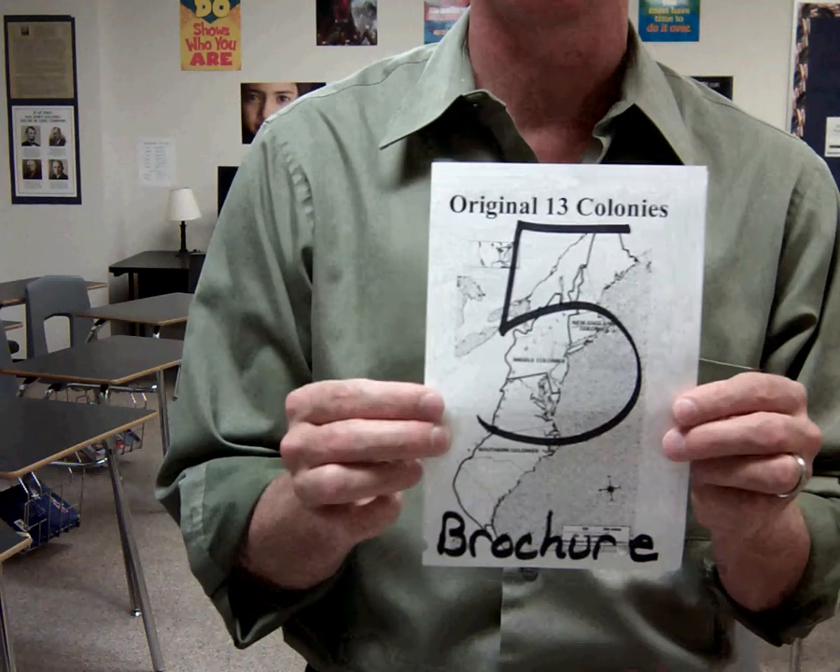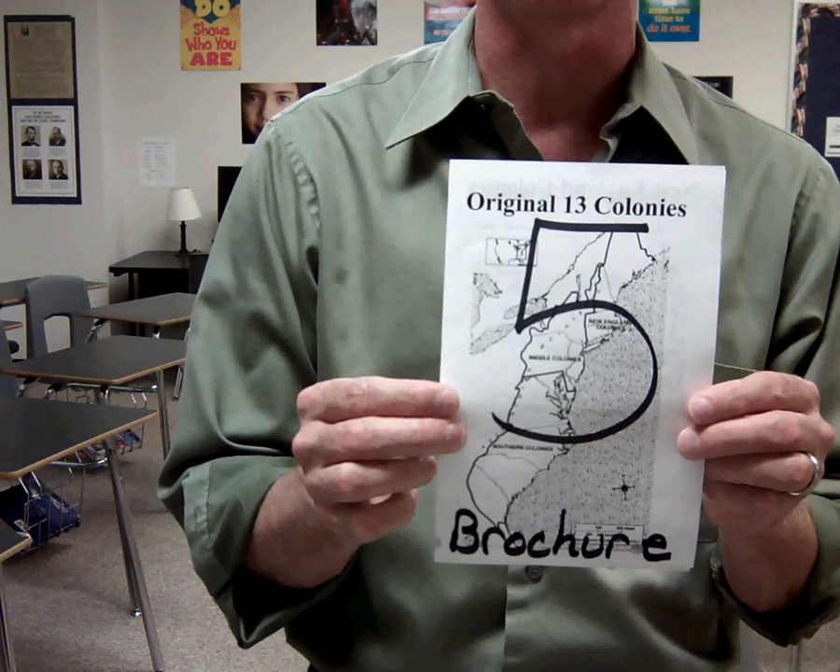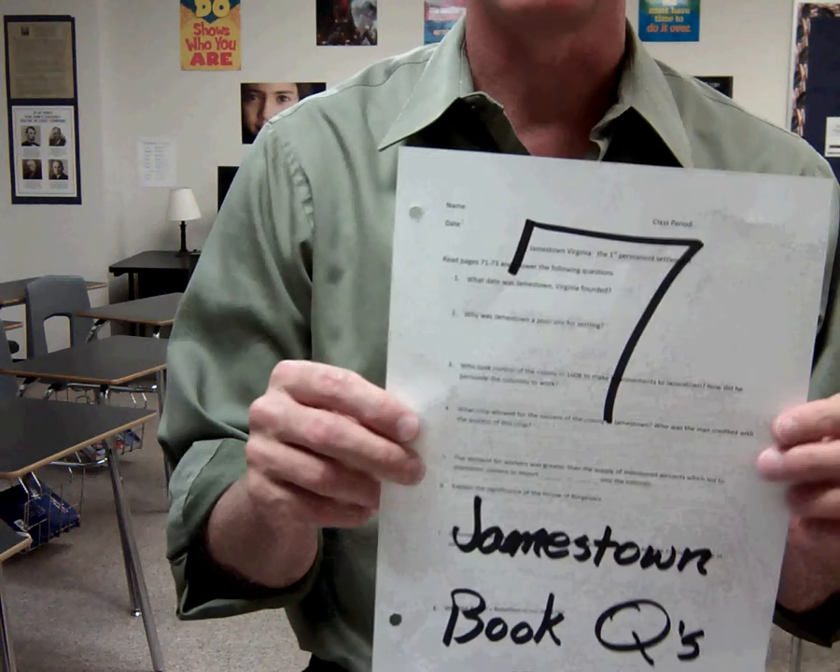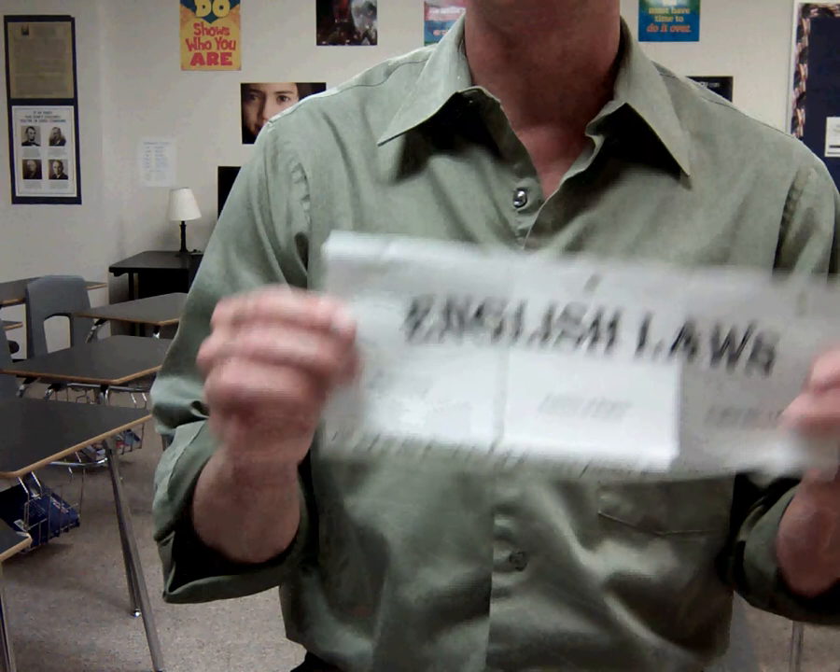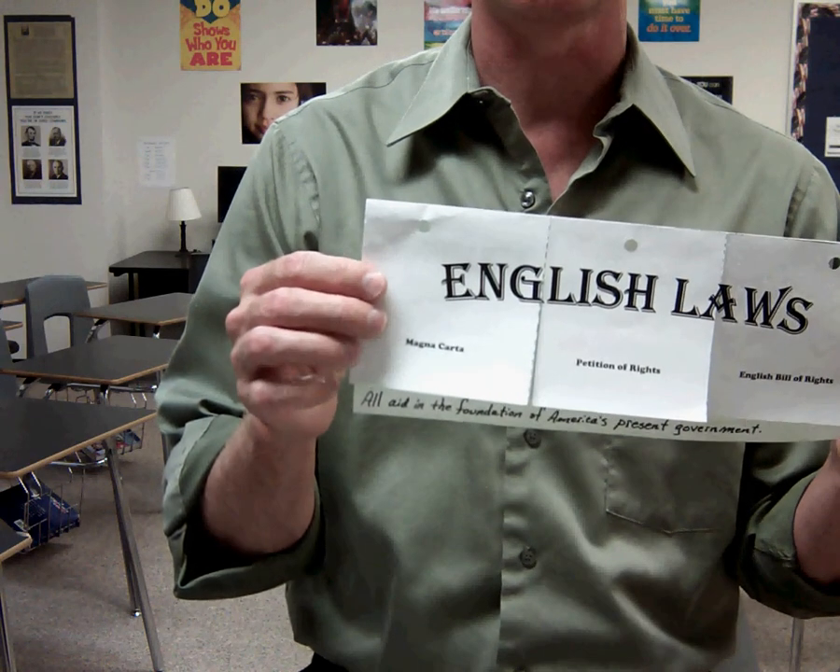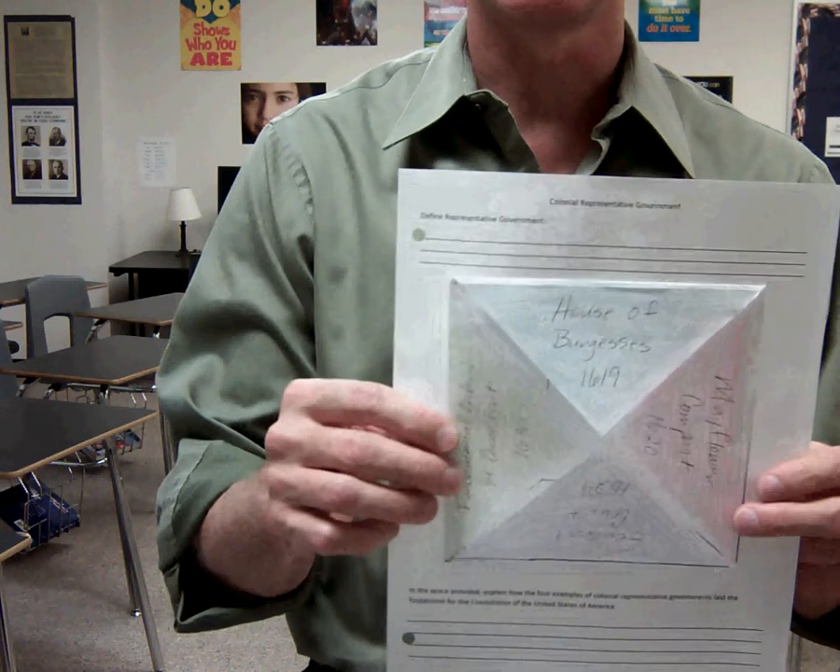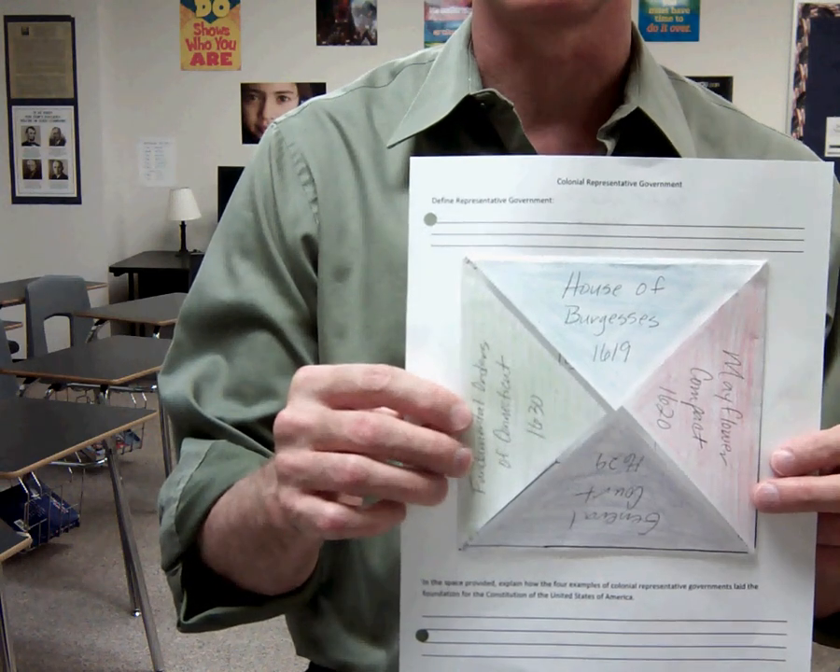Documents that you need to study. We could ask you anything from the 13 Colonies brochure, document number 5. We could ask you anything off of number 7, Jamestown book questions, titled Jamestown, Virginia, the first permanent settlement. Anything from the notes from Tuesday over the English laws, and anything over notes from Wednesday, all right, representative government.